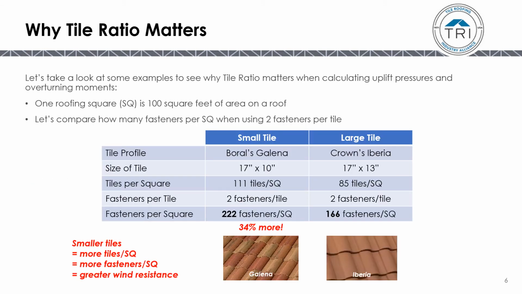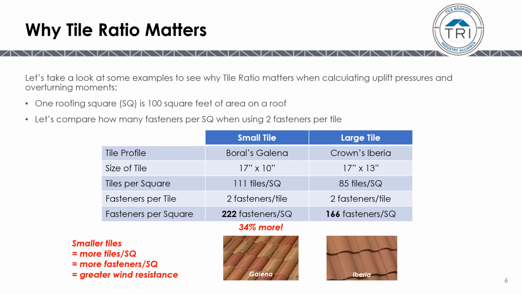So we'll take a look at these examples to see why tile ratio matters when calculating uplift pressures and overturning moments. If we look at one roofing square, an area of a roof that's 100 square feet, and compare how many fasteners per square when we use 2 fasteners per tile. If we have a small tile, like Boral's Galena tile, it has 111 tiles per square. If we had 2 fasteners per tile, that means that we have 222 fasteners in that roofing square, or 100 square feet.